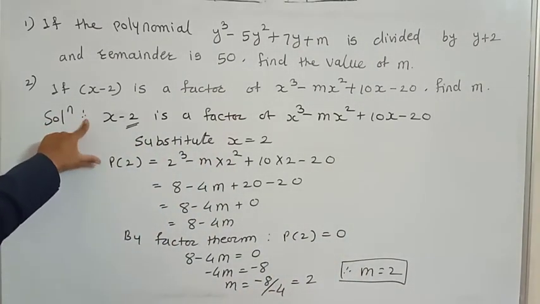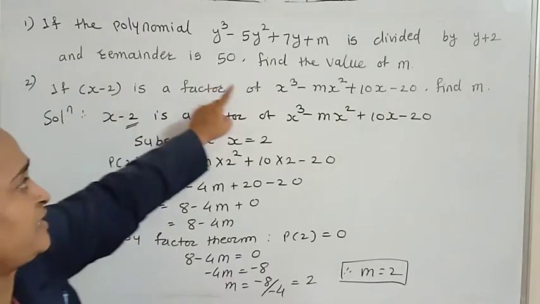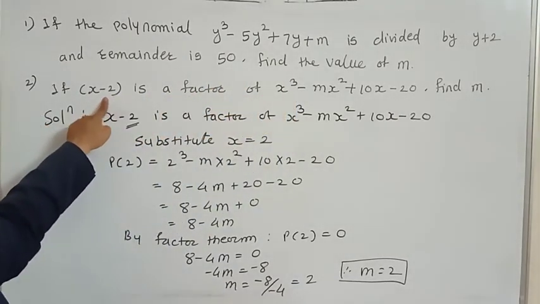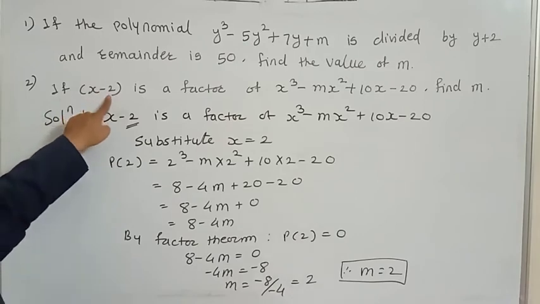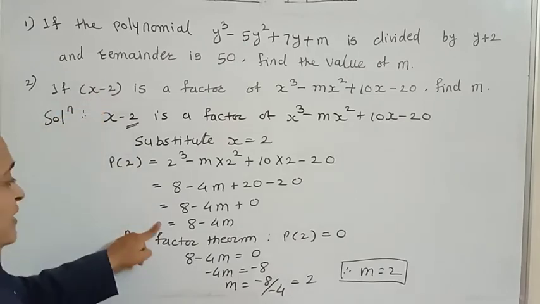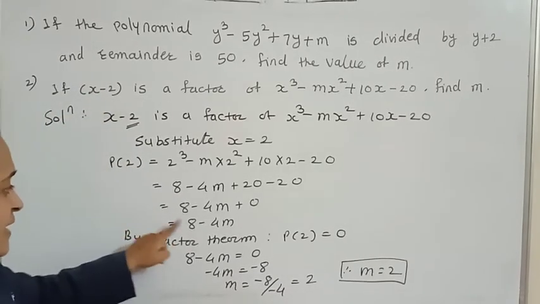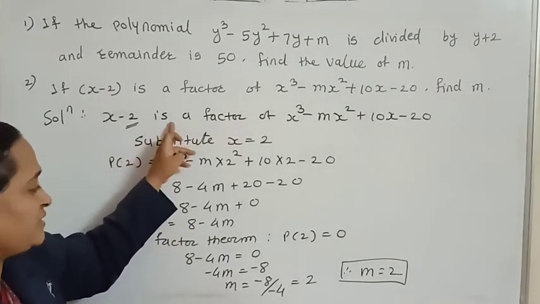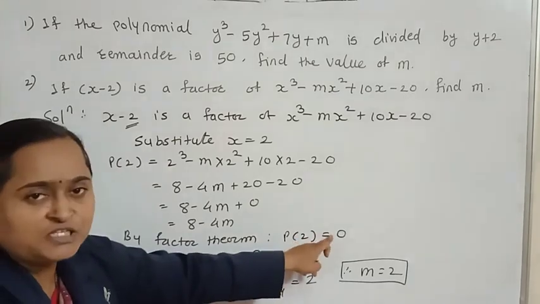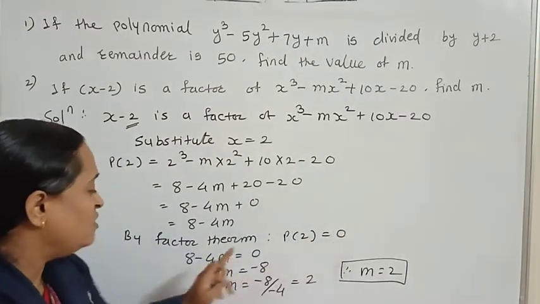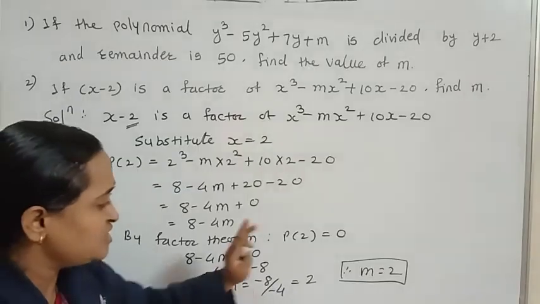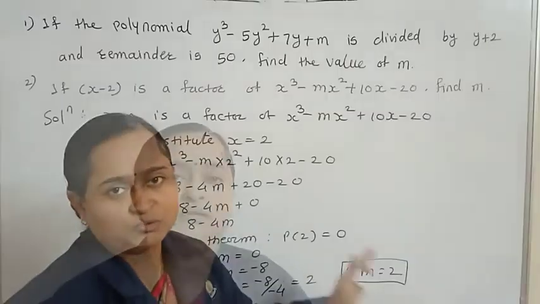Again see, I will explain. X minus 2 is a factor of this given polynomial. Then if this is a factor, we have to substitute x is equal to 2, the opposite number of this. Then you will get the remainder here. This is the remainder, 8 minus 4m. Now by the factor theorem, if this is a factor, then the remainder will be 0. Means p of 2 is equal to 0. Then 8 minus 4m is equal to 0. Then after solving this, you will get m is equal to 2.